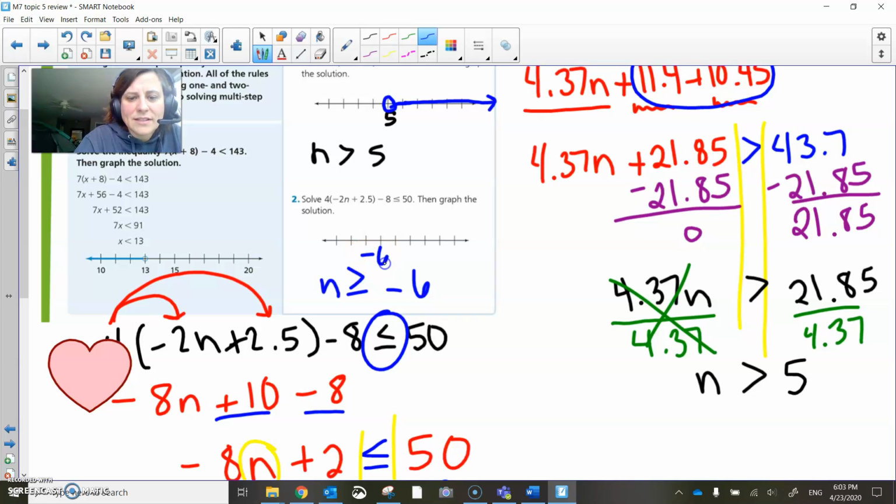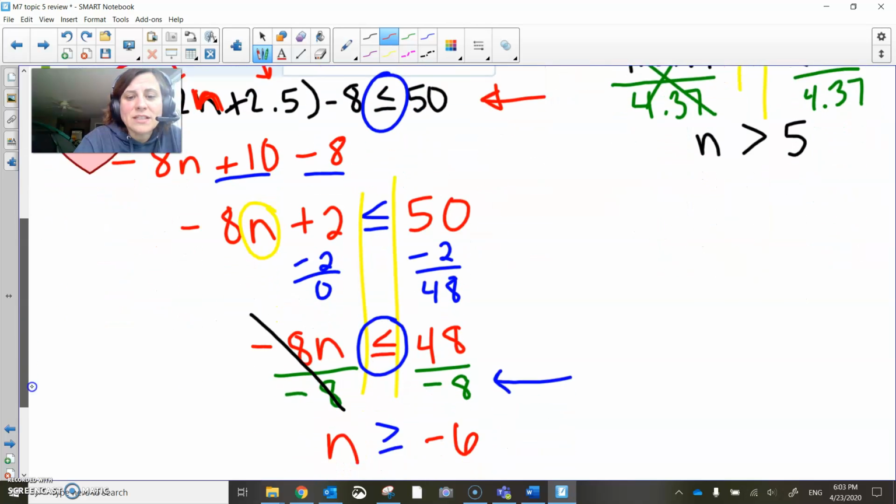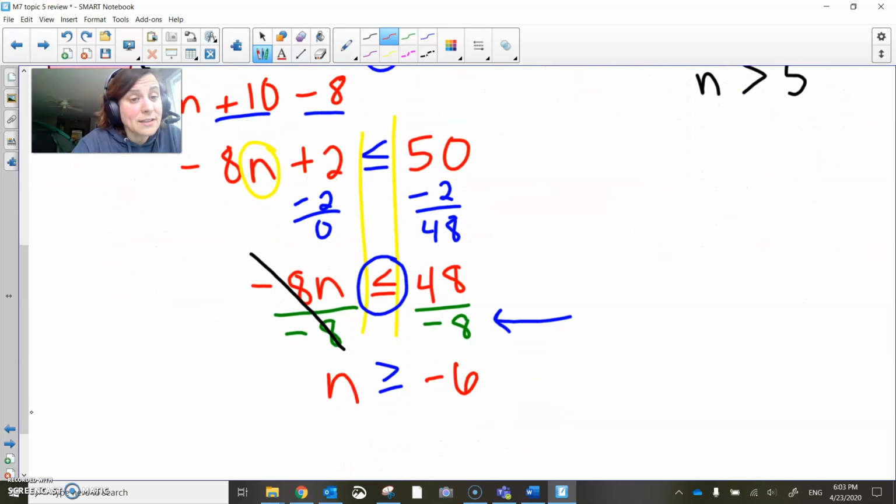So we find negative 6 on our number line. It could equal negative 6, so that dot's filled in, or it's going to be bigger. So way back at the beginning of the problem, as long as the number you put in place of this n is negative 6 or bigger, this whole left side of the equation will be less than or equal to 50.